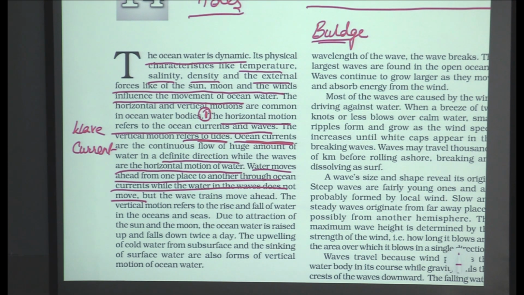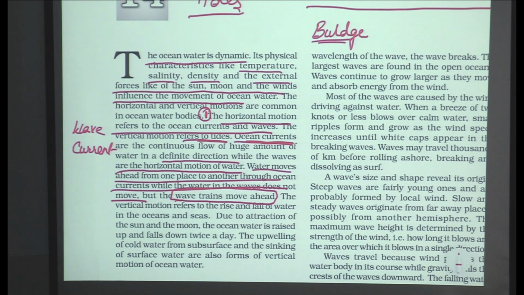If you read these lines, it very clearly gives me that if I take waves and currents, I can combine them as examples of horizontal movement of water. But if I talk about oceanic current, it's a continuous flow of huge amount of water in a particular direction. However, when we talk about waves, it is not that water moves ahead from one place to another. Unlike in the case of currents, water in a wave does not move, but the wave trains move ahead. This is a very important thing, and that is what we'll be learning one by one.